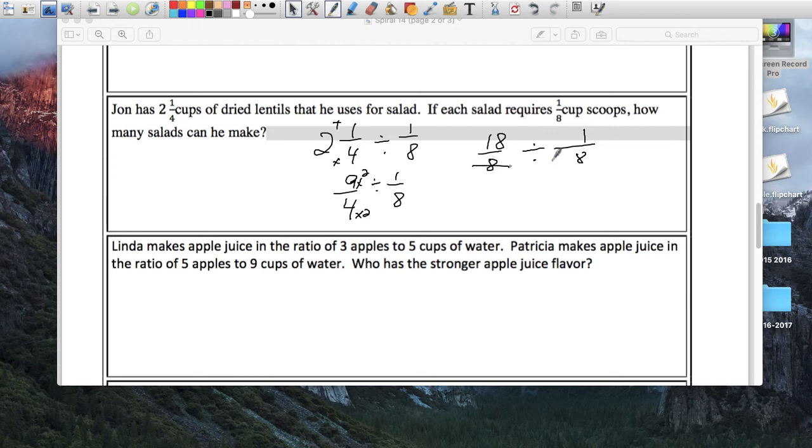Now the denominator is the same. I can cross the denominators out and rewrite that as 18 over 1. And 18 over 1 is just simply 18. So how many salads can I make? 18 salads.